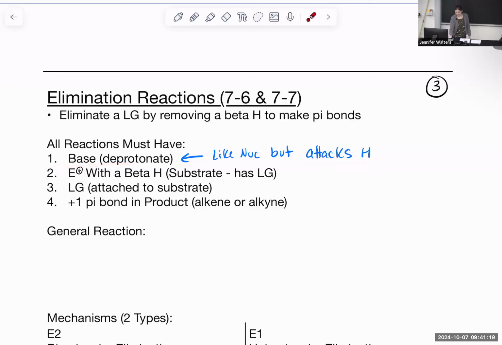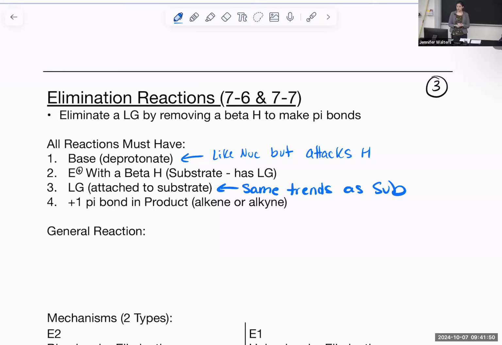Then we need to have an electrophile that has a beta hydrogen. That is our substrate. The substrate is the thing that has the leaving group. Then I need to have a leaving group, just like with substitution. It'll be the same trends as substitution. You still need to have that good leaving group. A leaving group is still required for elimination.